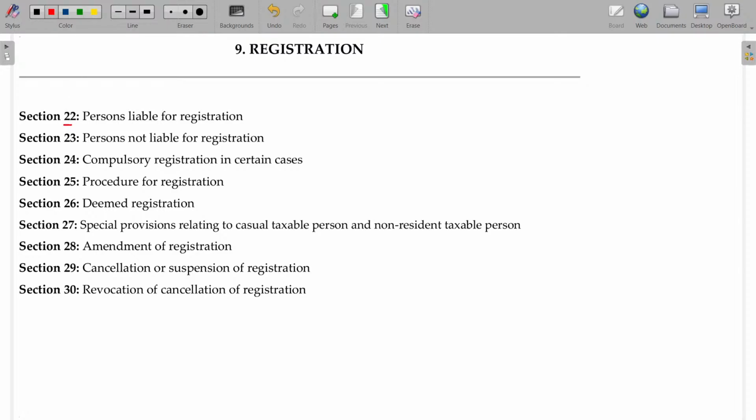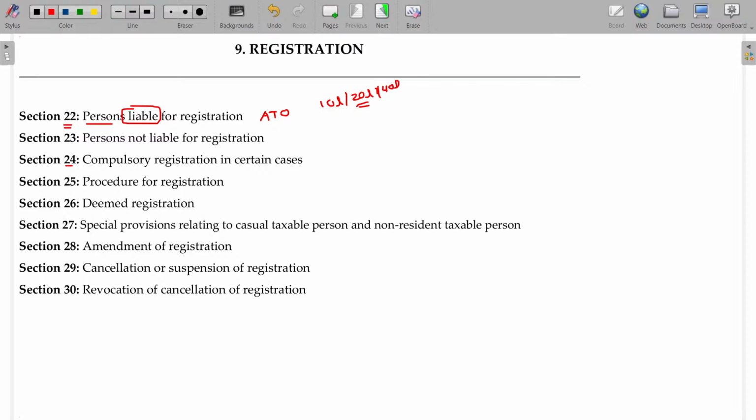Under section 22, we need to cover the persons liable for registration. They cannot escape. This section is based on turnover. If their aggregate turnover crosses a certain limit, probably 10 lakhs, 20 lakhs and 40 lakhs, these are the three values that are going to be discussed. On crossing these values, you have to go for registration mandatorily.